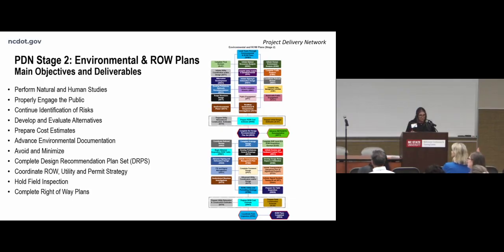It's like most of us, right? Identifying risks. All y'all. Developing and evaluating alternatives. You get the point of this. Cost estimates. It's a roadway, like roadway does the quantities, but it's all of us, right? Advancing environmental documentation and avoiding and minimizing. Doing the design recommendation plan set. Thinking about right-of-way, utility and permitting strategy, having a field inspection, and completing right-of-way plans.